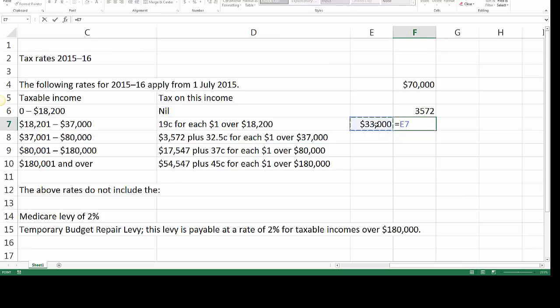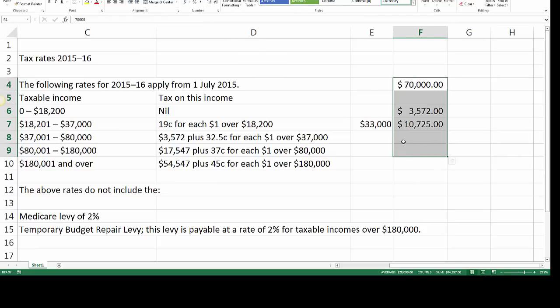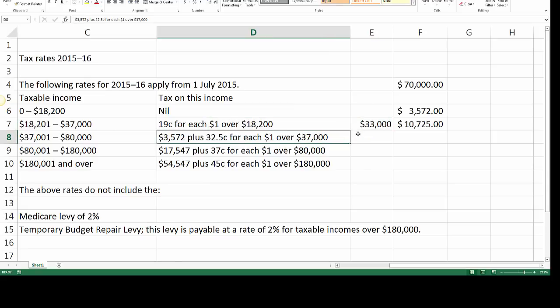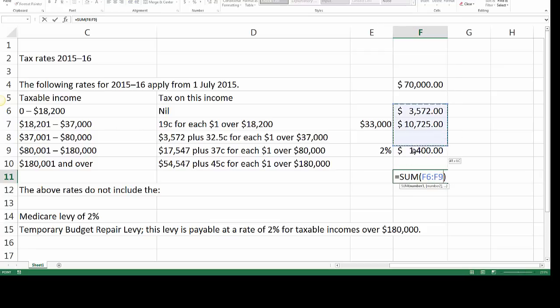So 33,000 multiplied by 32.5 cents is $10,725. Now I'll just format that to dollars and cents. So there we have the tax in that band at 32.5 cents. Next, we have the Medicare levy. Now remember, the Medicare levy is 2% on their total salary. So 2% of 70 grand is 1,400. So somebody earning 70 grand would pay $15,697 in tax at year end.